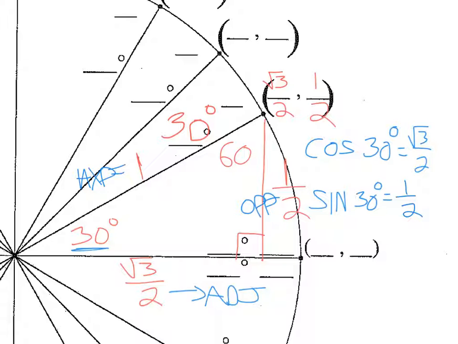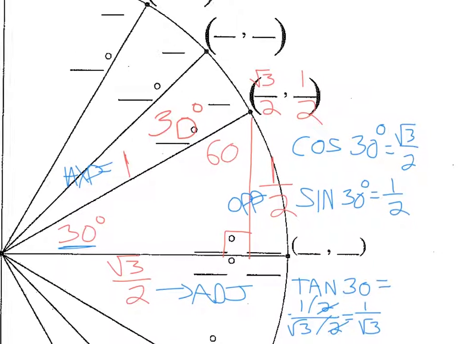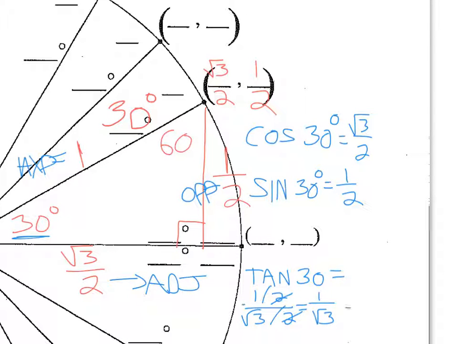Okay, and then tangent. If we do tangent of 30, that's the TOA. So opposite over adjacent is going to be this 1/2 divided by this root 3 over 2. I'll write that as a fraction right here, since I've run out of space a little bit. It's 1/2 divided by root 3 over 2. When you divide that, the 2's cancel and you get 1 over root 3. Then when you rationalize that, it equals root 3 over 3.